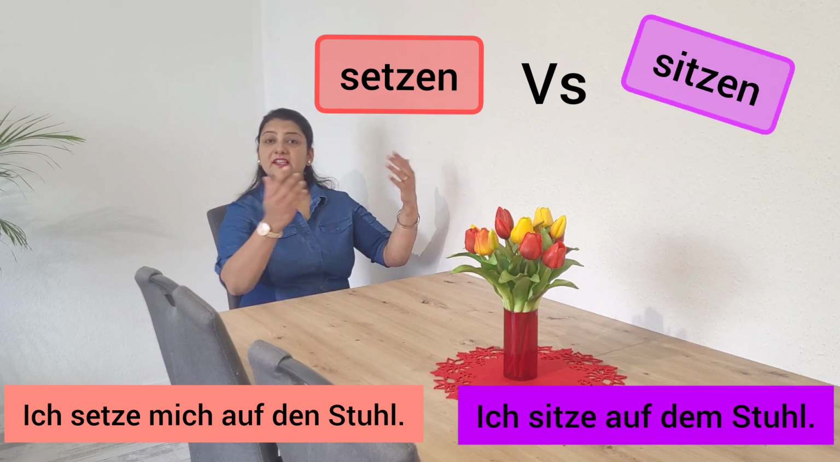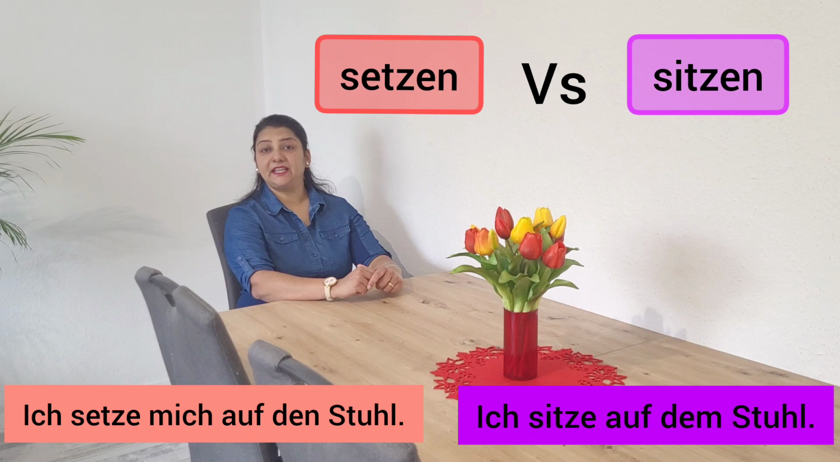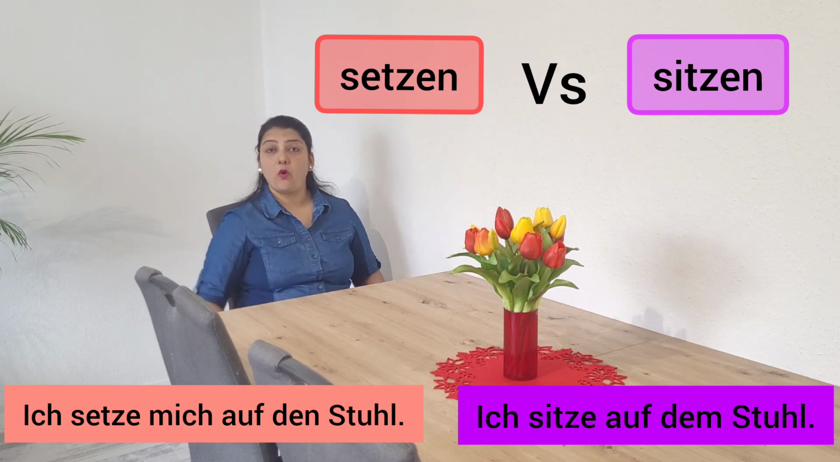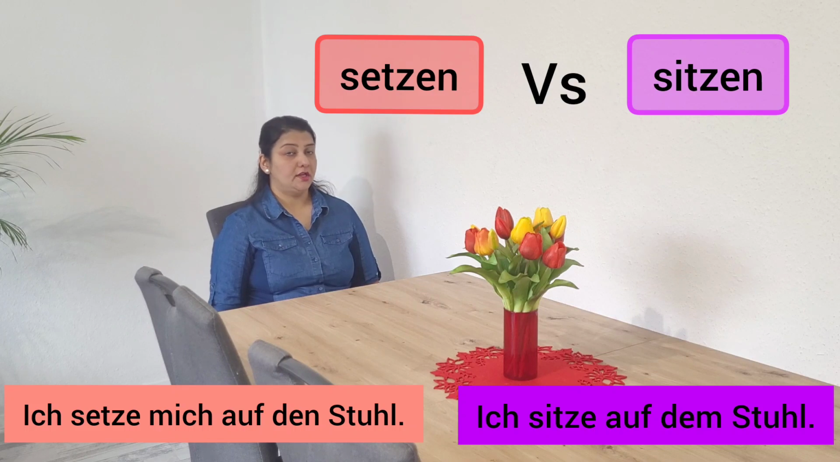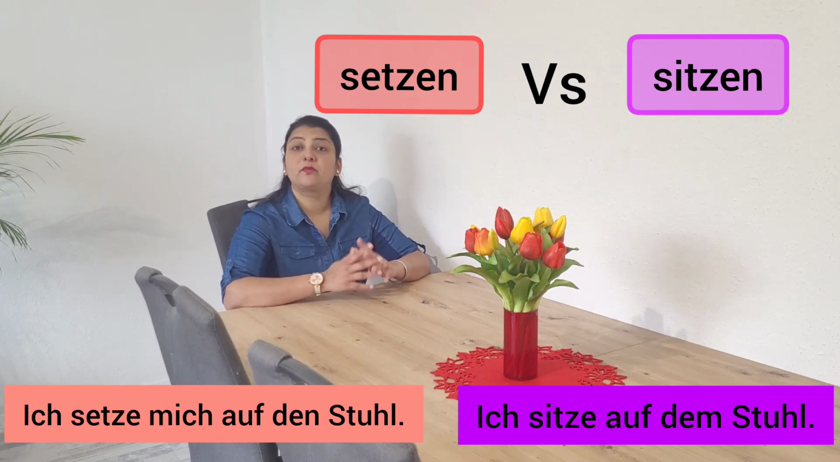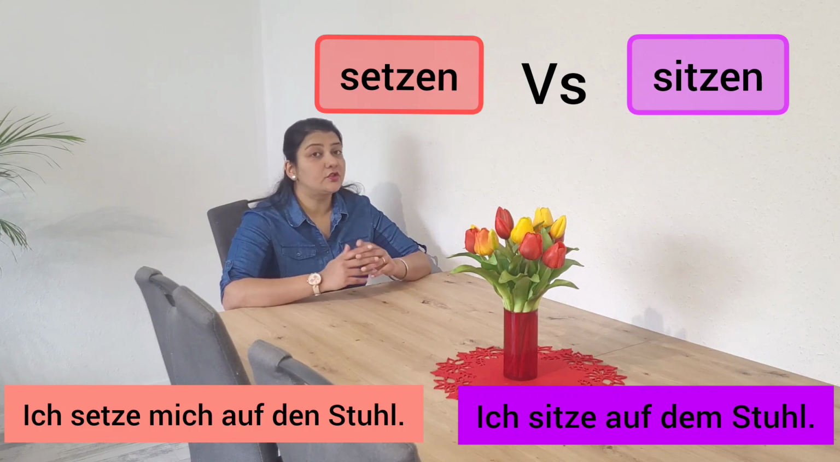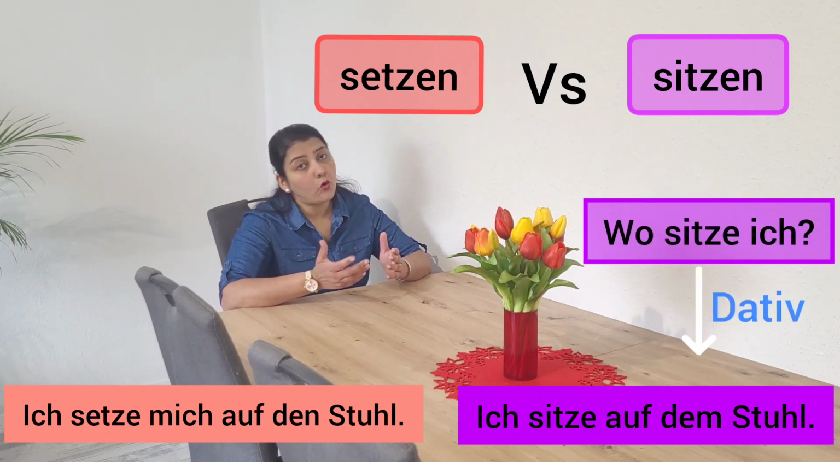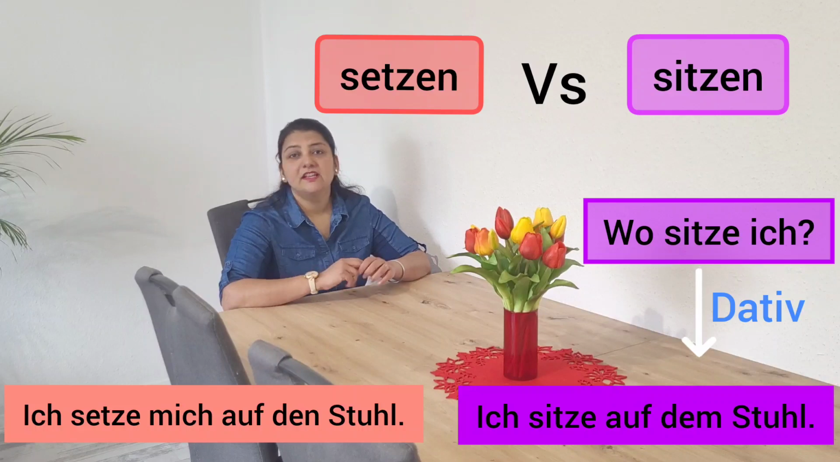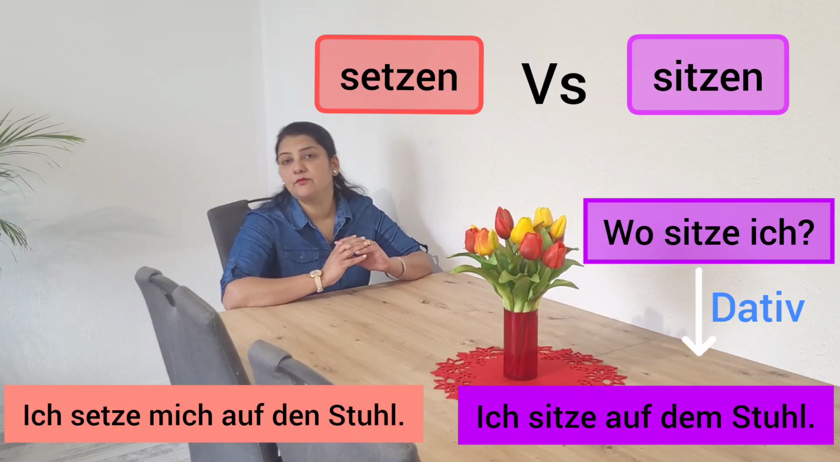Sitzen. Ich sitze auf dem Stuhl. So now, because I'm talking about my position, where I am sitting, and the answer to where oder wo is immer Dativ, so that's why we use the article dem Stuhl.